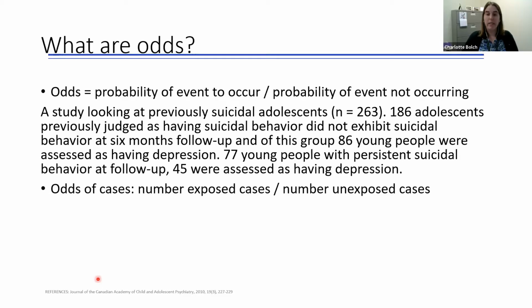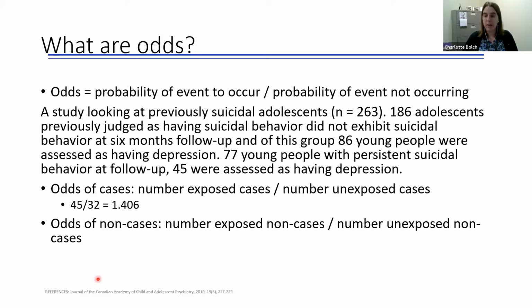So we can calculate the odds of cases. We have the number of adolescents that have persistent suicidal behavior and depression divided by the number of adolescents that have persistent suicidal behavior but no depression. So that is going to be 45 divided by 32, which is just 77 minus 45, which is going to equal 1.406.